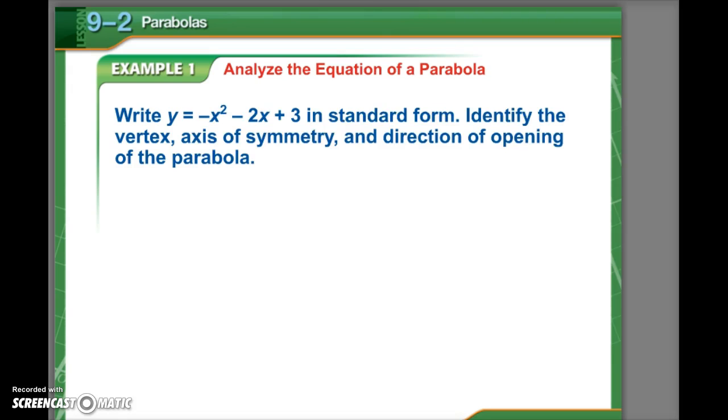All right, so our first example, we're going to be analyzing the equation of a parabola in this example. We have the equation negative x squared minus 2x plus 3, and we need to write it in standard form. We're going to identify the vertex, the axis of symmetry, and the direction of opening of the parabola. And this should pretty much be review for most of us.